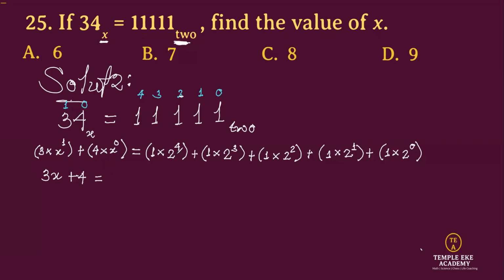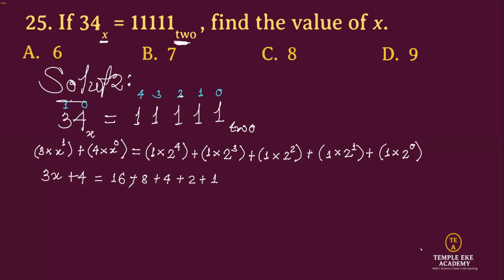Let's go through each unit. 2 to the power 4 gives us 16, and 16 multiplied by 1 is 16. Plus 2 to the power 3 gives 8, and 8 multiplied by 1 is 8. Plus 2 to the power 2 gives 4, and 4 multiplied by 1 is 4. Plus 2 to the power 1: any number to the power 1 is itself, 2, and 2 multiplied by 1 gives 2. And finally, any number to the power 0 is 1, so we have 1 multiplied by 1, the final 1.